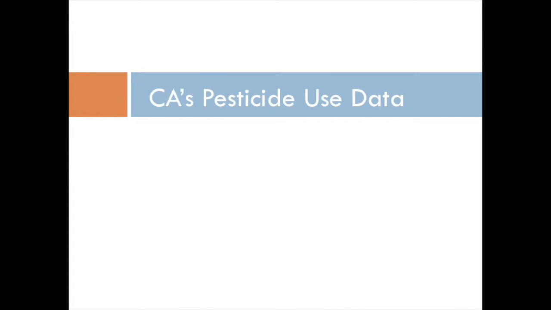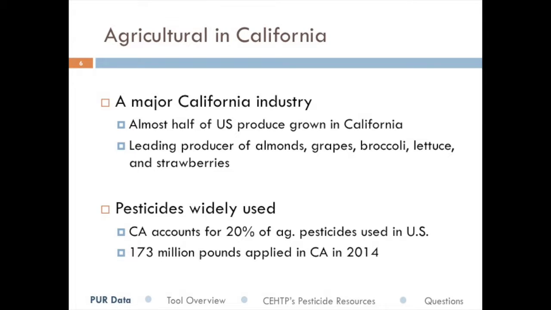California leads the nation in agriculture, accounting for 13% of crop production in the United States. In 2014, this was worth $54 billion. Over a third of the country's vegetables and 2/3 of the country's fruits and nuts are grown in the state. To protect these crops from pests, chemical pesticides are frequently used. California is also the leader in pesticide use, accounting for over 20% of pesticides used in the country. In 2014, 173 million pounds of pesticides were used in agriculture.